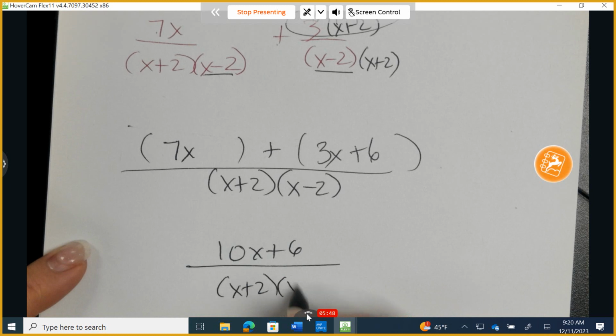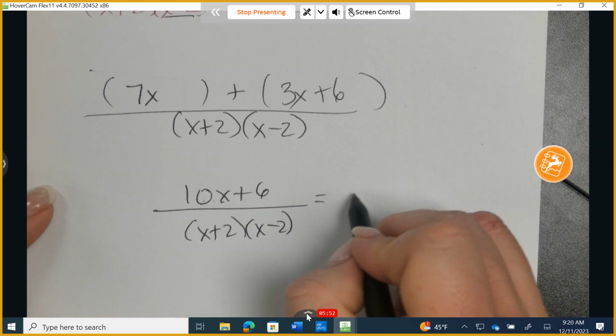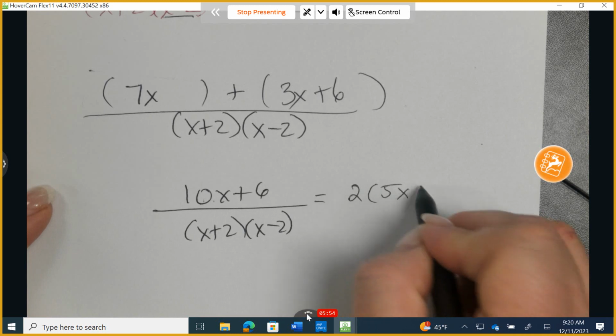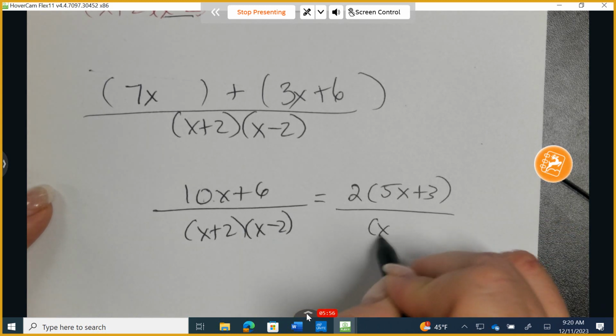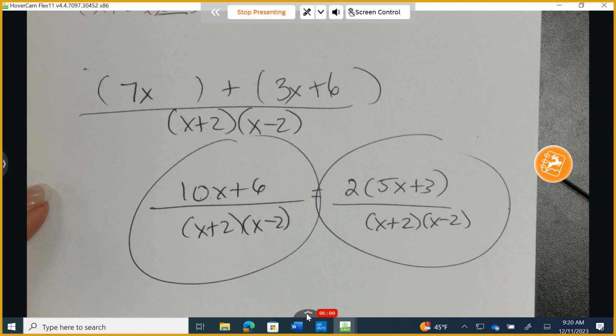And this is as far as you'd have to go. You may see others that go a little further and recognize these are both even. So they factor out a 2 to get something that looks like this. But I would accept either the answer on the left or the answer on the right.